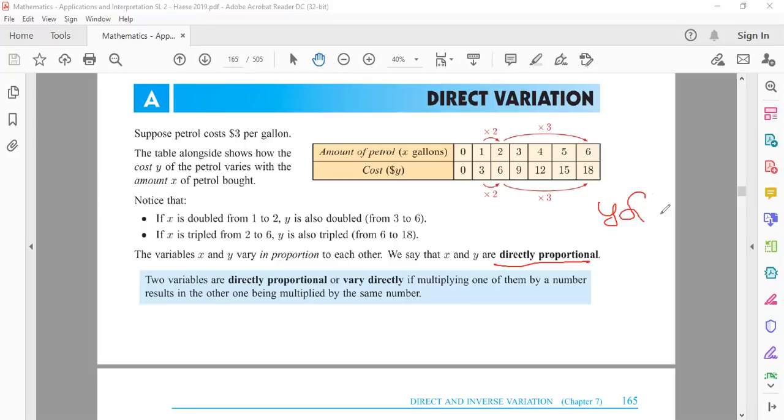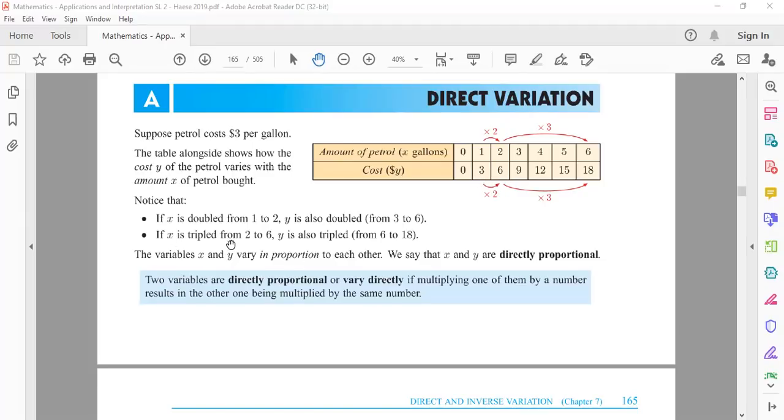So y is directly proportional to x, so I can say y is equal to kx, where k is a constant. We did this very briefly in IG, but here this is the next level. In IG the questions are easy, but right now they're difficult. If x doubles from 1 to 2, y also doubles from 3 to 6. So if x changes from 1 to 2, y is multiplied by 2, so 3 twos are 6.